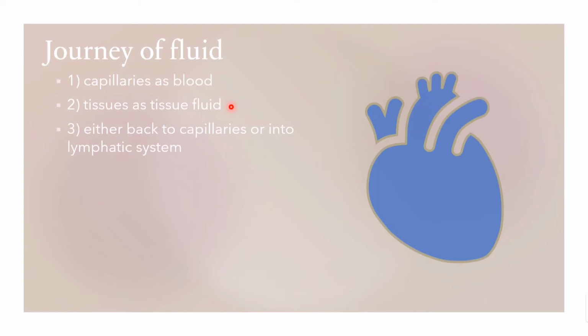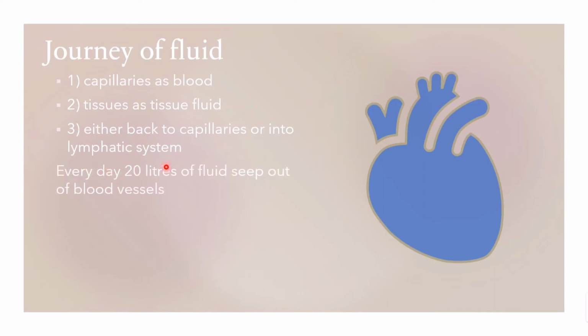So first we're going to look at the journey of the fluid. First our fluid starts in the capillaries as blood. And then out of these capillaries the fluid is forced out into the tissues where it becomes tissue fluid. So it was blood, it's forced out of the capillaries and becomes tissue fluid when it reaches the tissues. And then our tissue fluid either returns back to the capillaries or it goes into the lymphatic system.